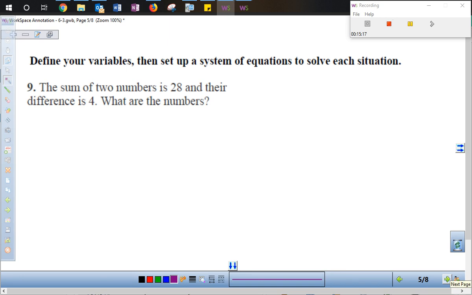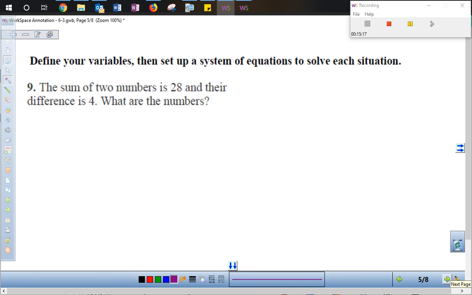Next, we're going to talk about some word problems. Now, the instructions of the word problems are pretty important. It says, define your variables, then set up a system of equations to solve each situation. So on number 9, it says the sum of two numbers is 28, and their difference is 4.